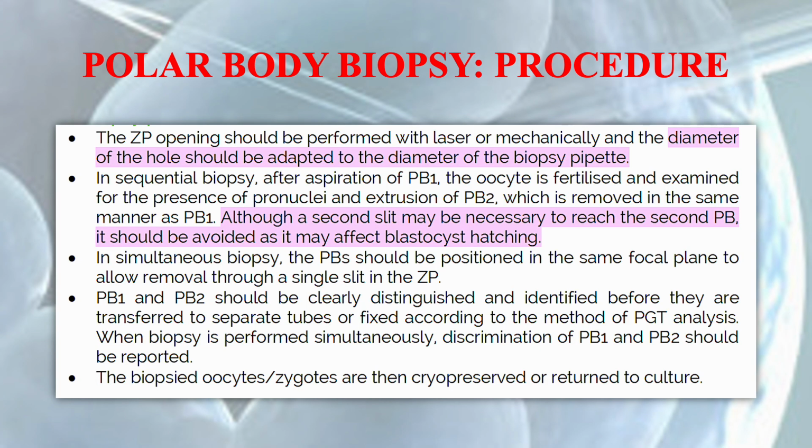Procedure involved in polar body biopsy. The zona pellucida opening should be performed with laser or mechanically, and the diameter of the hole should be adapted to the diameter of the biopsy pipette. Although a second slit may be necessary to reach the second polar body, it should be avoided as it may affect the blastocyst hatching.